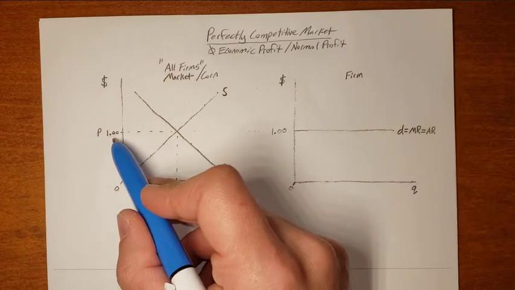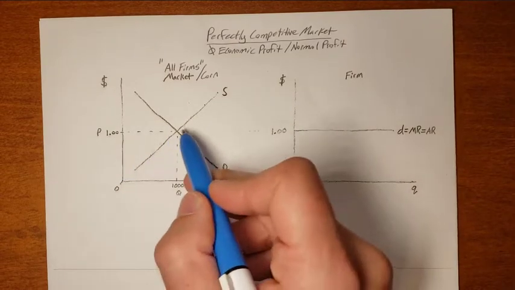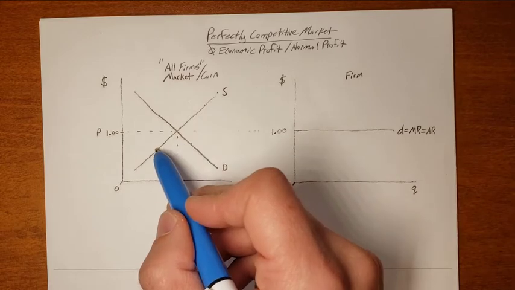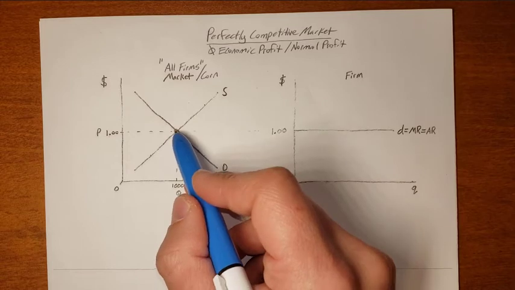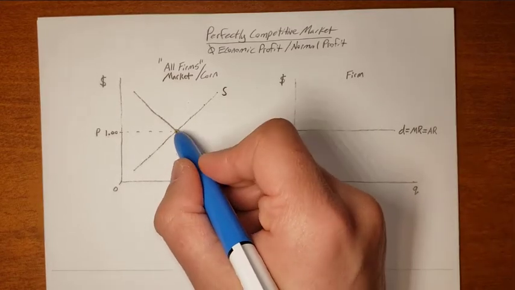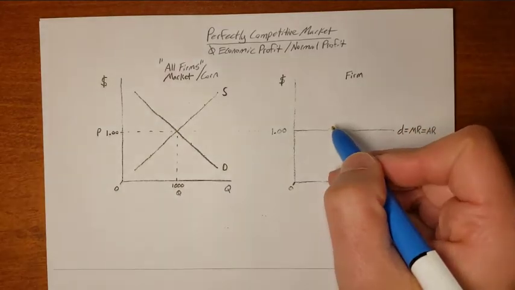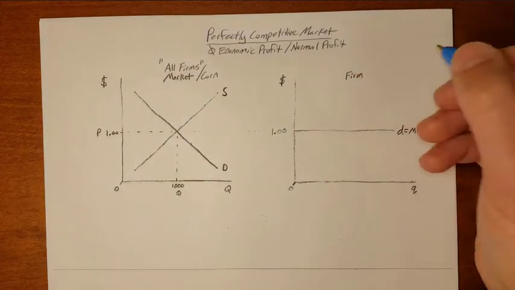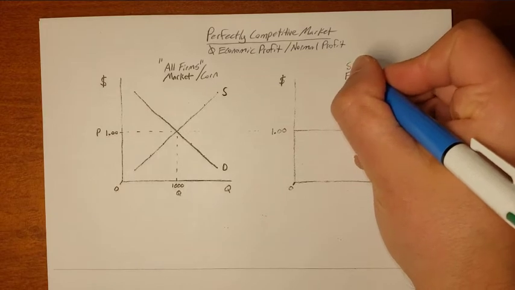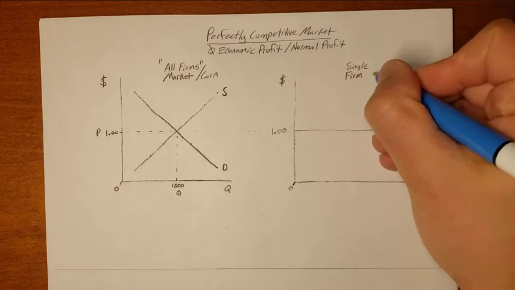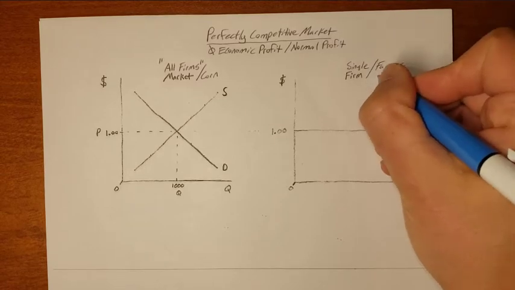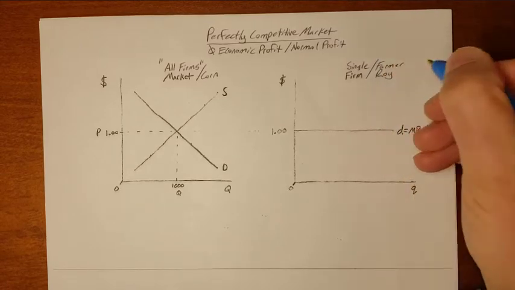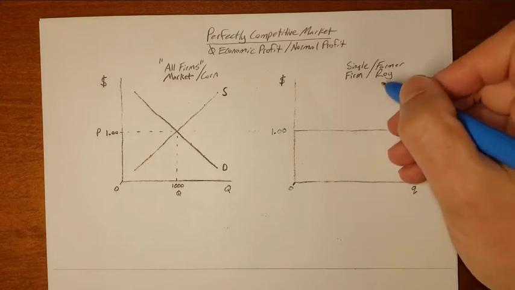And the market price reflects the supply and demand. So if the supply or the demand were to shift around, that price would change. But as it is right now, at this particular moment, the price is at $1. So the market price carries over to a particular firm, which is what we're looking at here. So this is a single firm. Let's say it's Farmer Roy. Farmer Roy is one of many farmers.